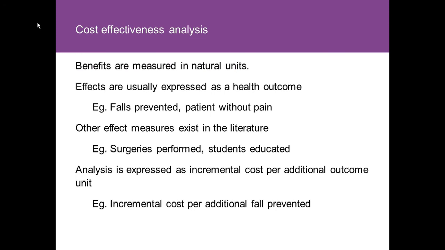Effects are usually expressed as a health outcome, for example, the number of falls prevented or number of patients without pain. However, other effect measures do exist in the literature. You might encounter process measures such as the number of surgeries performed or the number of students educated. The analysis outcome is expressed as an incremental cost per additional outcome unit. For example, the incremental cost per additional fall prevented.